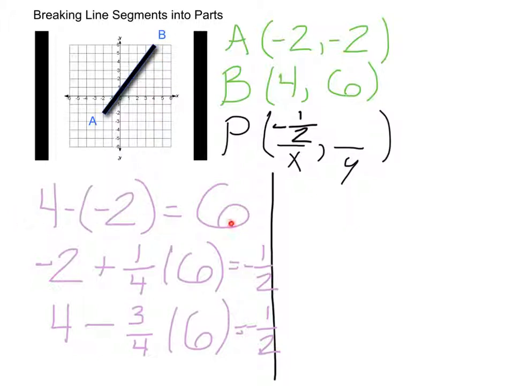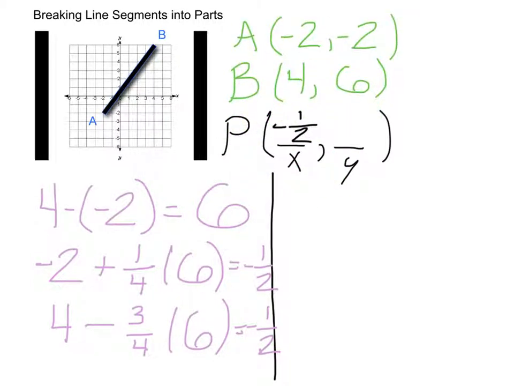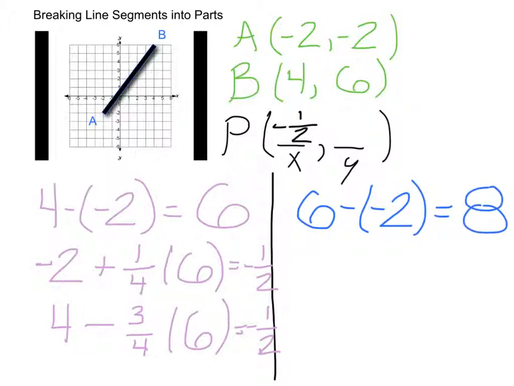So here we found the difference between our x coordinates. Now we're going to try and find the difference between our y coordinates. And that's just some pretty simple arithmetic. We can look at 6 minus negative 2, and we'll get out 8. In the same way that we had two choices in the x part of the problem, we will also have two choices in the y part.